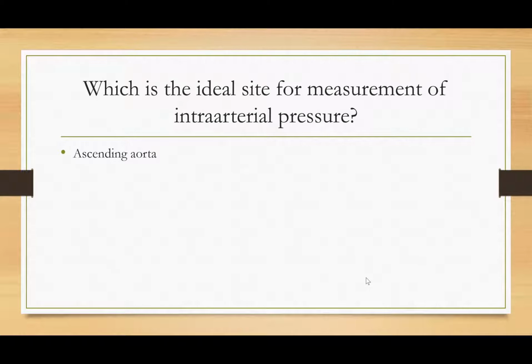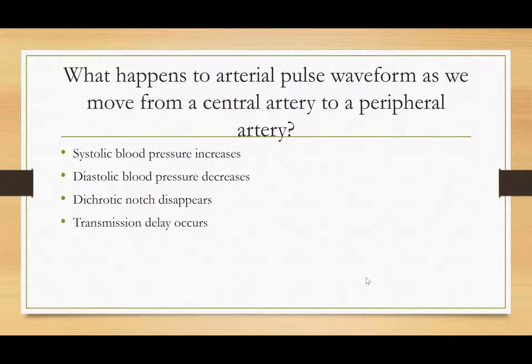So what is the ideal site for measurement of intra-arterial pressure? It is the ascending aorta, but it will not be feasible most of the time. So we always go for a peripheral line. So what happens to the arterial pulse waveform as we move from a central artery like the aorta to a peripheral artery like the dorsalis pedis or radial?